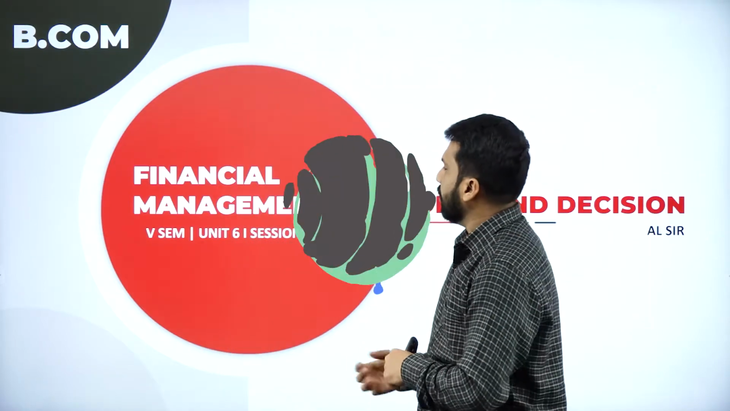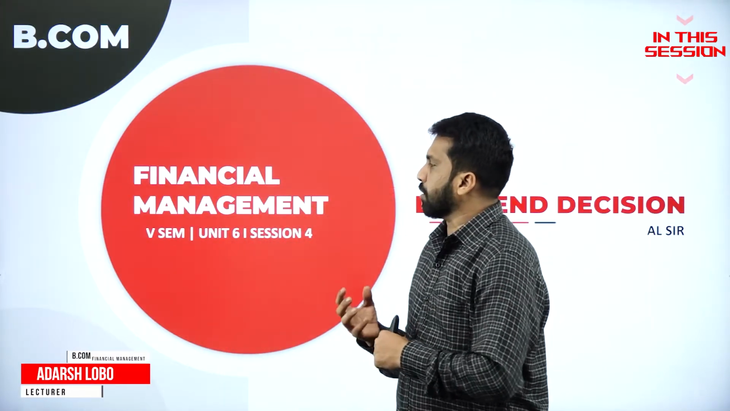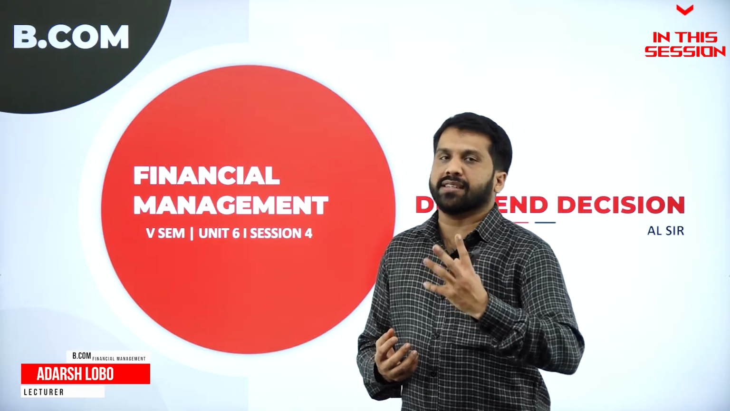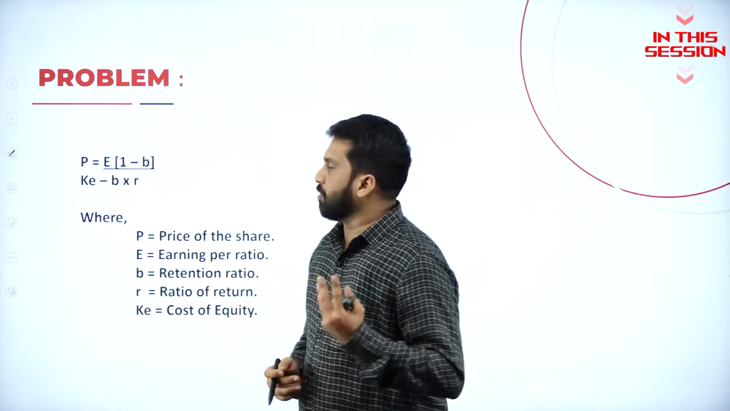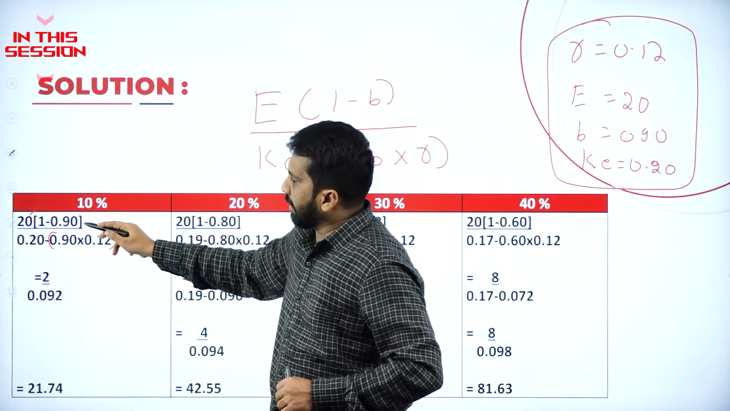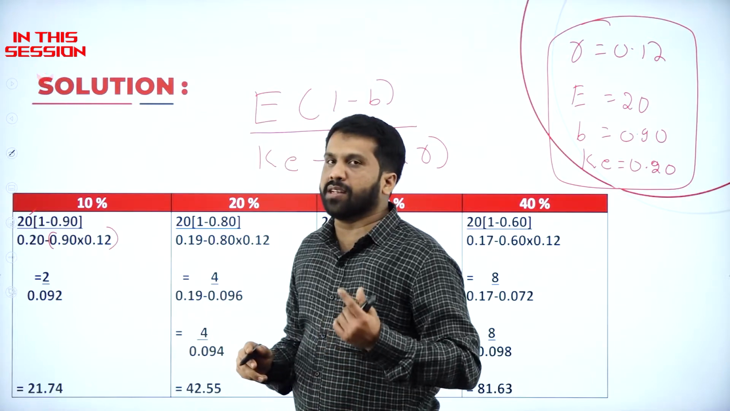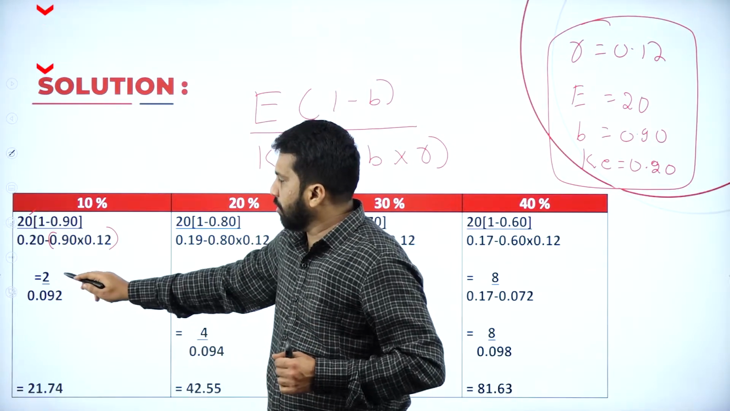Under Gordon's model, we are discussing the topic called dividend decision. What is the rate of return? It is 12%. P stands for the price of the share. 1 minus 0.90, you will get 0.10 into 20, you will get 2 rupees.